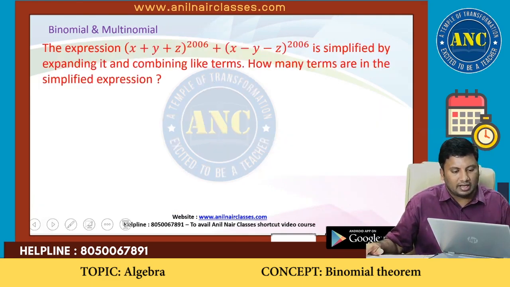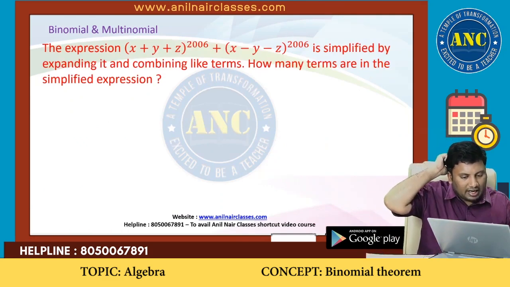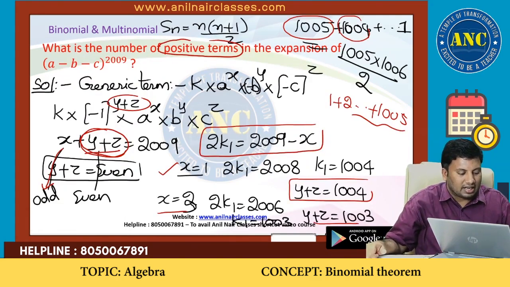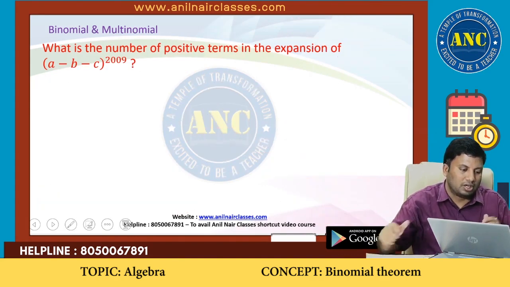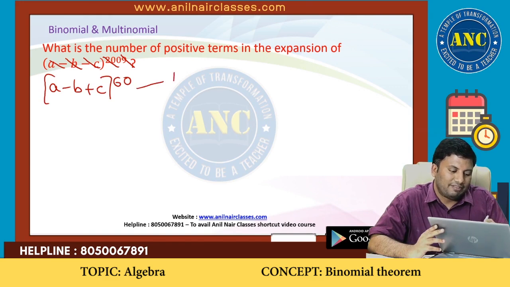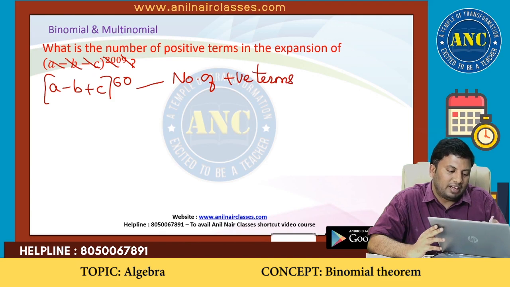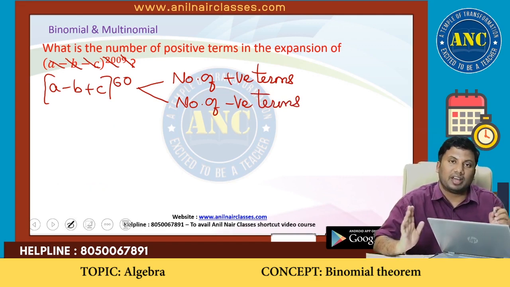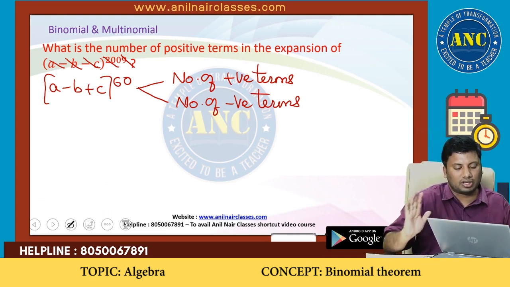I hope the idea is clear. What we will do is, we will do one more question. Forget about this one. A minus b plus c power 60. Find the number of positive terms and the number of negative terms. Two more examples so that it will be clear to you. Listen carefully, sir. Two more problems I am solving so that you will not get any doubt.